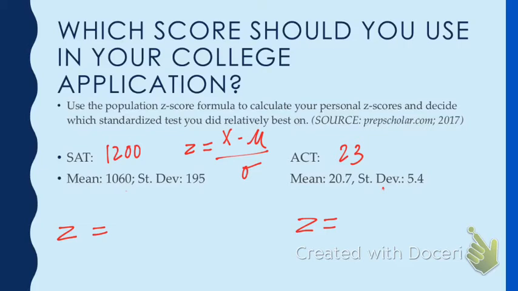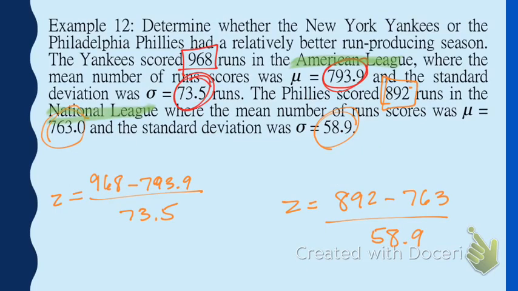Yes. How do you do the fraction bar on your calculator? So what would the z-score be for the Yankees? 2.36. Okay, and what about for the Phillies?